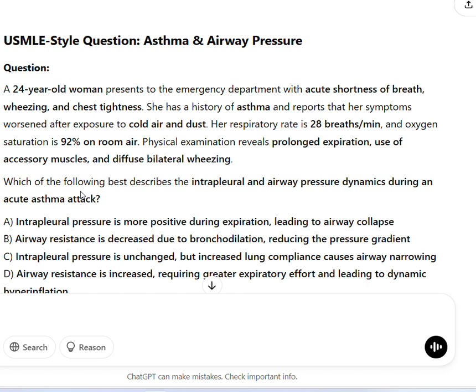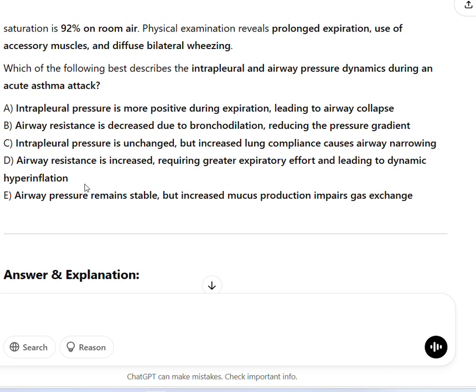A. Intrapleural pressure is more positive during expiration, leading to airway collapse. B. Airway resistance is decreased due to bronchodilation, reducing the pressure gradient. C. Intrapleural pressure is unchanged, but increased lung compliance causes airway narrowing.